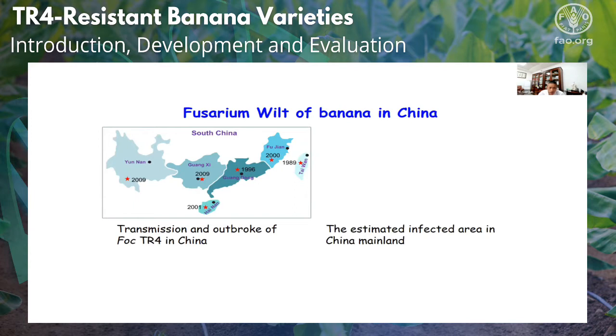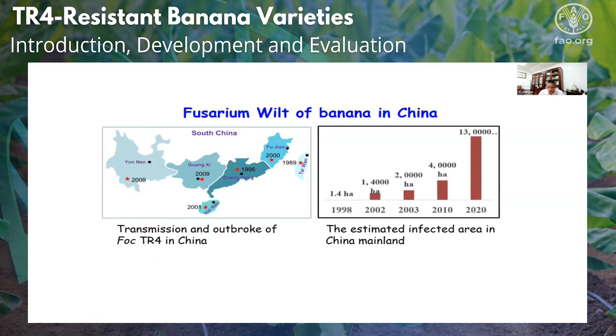Fusarium wilt is also very serious in China. The first case was found in Taiwan in 1989, and the first case in mainland China was in 1996 in Guangdong province, which is very near to our academy. Then this disease spread to Guangxi province and then to Yunnan. Now almost all of the banana planted area is infected by Fusarium wilt. This is very serious now. From 1998 to 2020, the infected area increased very quickly.